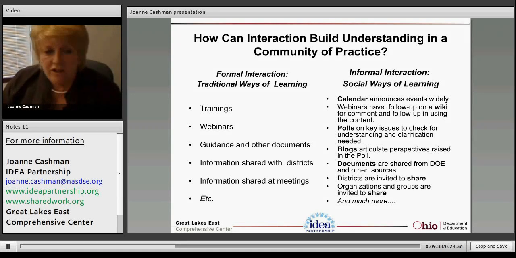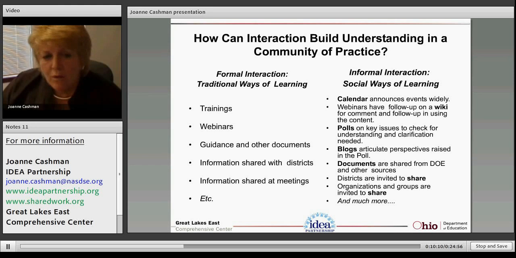But we want you to look on the right side of the screen about more informal ways, not to eliminate the formal ways, but to add to that some informal ways or some social ways of learning. So what if we put up a public calendar where everyone could contribute to what they're doing on a particular issue, and they would be able to see the extent of the activity that might be going on, in this case statewide, or in a district, district-wide.